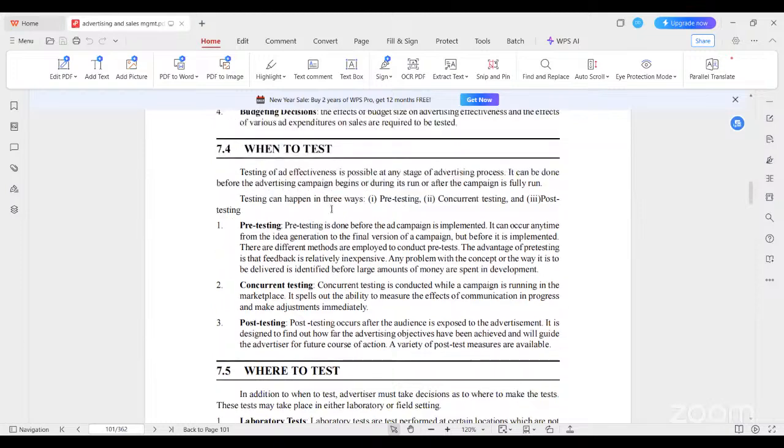So, when to test? Pre-testing, concurrent testing, and post-testing. Pre-testing is done before the campaign is implemented. Concurrent testing is conducted while a campaign is running in the marketplace. Post-testing is after the campaign, after the audience is exposed to the advertisement. So when is related to the time or period in which we have to test. This can happen in three ways: pre-testing, concurrent testing, and post-testing.